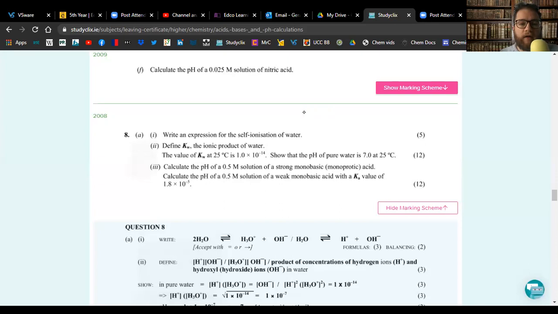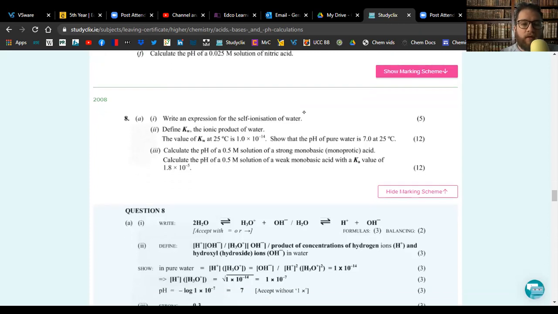And then define Kw. This has come up a couple of times. Define Kw, the ionic product of water. And then they also tell us the value of the Kw, 1 by 10 to the minus 14, and show that the pH of pure water is 7 at 25 degrees C. So for 12 marks, all of that.